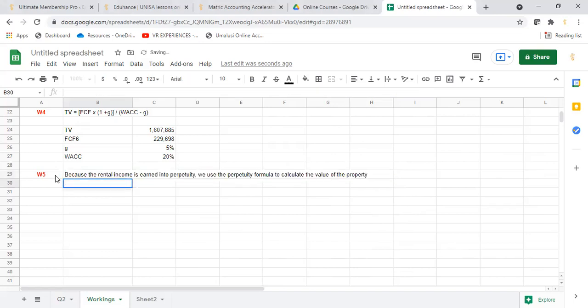Okay, so the perpetuity formula says value equals income or payment divided by I. So income or payment divided by the market rate. Okay, so divided by market rate. So I'm going to say income, we're going to say payment after tax divided by the market rate.